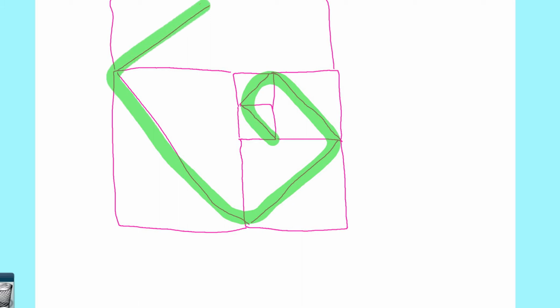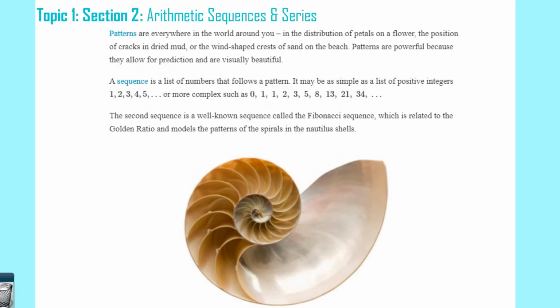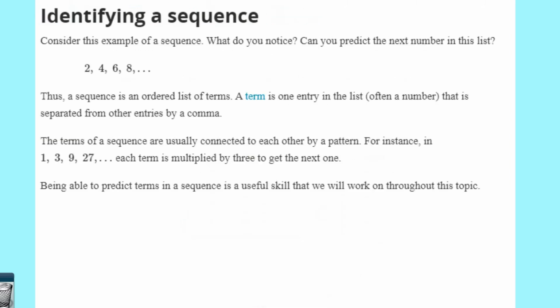People like to doodle all the time. I like to play with spirals in the Fibonacci sequence. It's just something fun. So let's get down to it. First, we need to be able to identify a sequence. Consider this example of a sequence: 2, 4, 6, 8. Can you predict the next number? Yes.